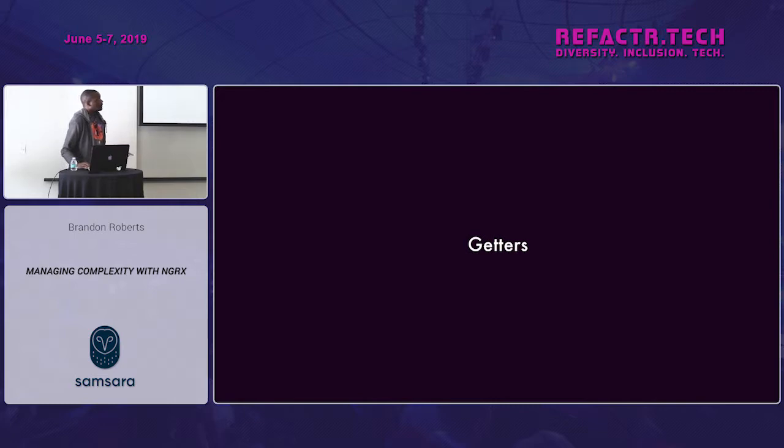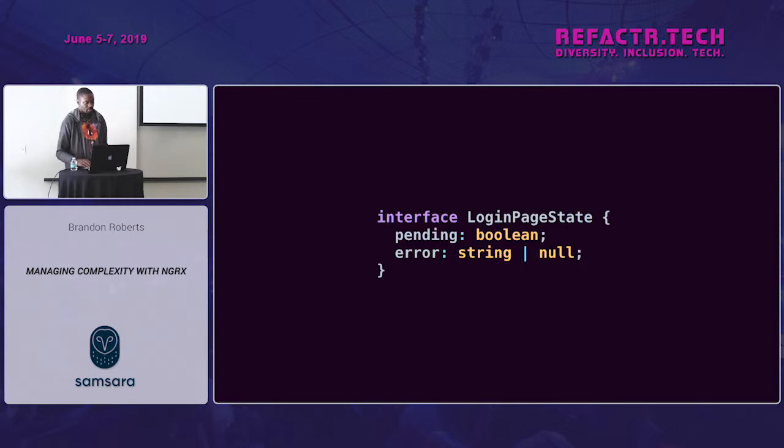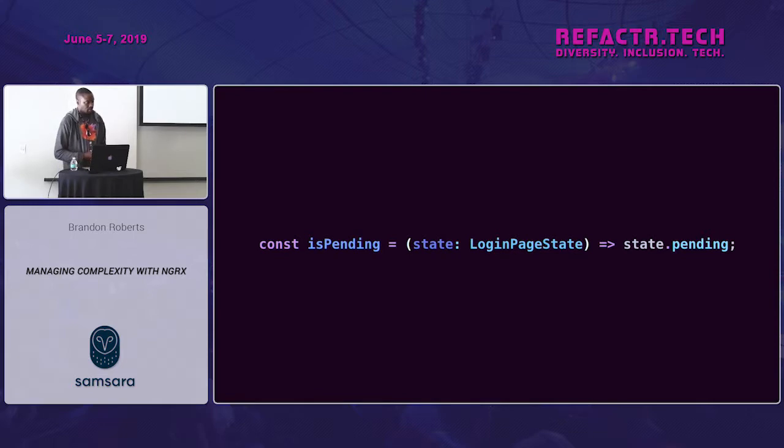There are two types of selectors, getter functions and deriver functions. Getter functions are simple. They just pick off properties of your state. So if you look at this login page state interface, it just has two properties, and we could use a selector just to pick off the pending property. As I mentioned before, a selector is just a function you provide it. When you're using the selector, you're taking a piece of that object off and just returning a new value. So here we're receiving the login page state and returning pending.